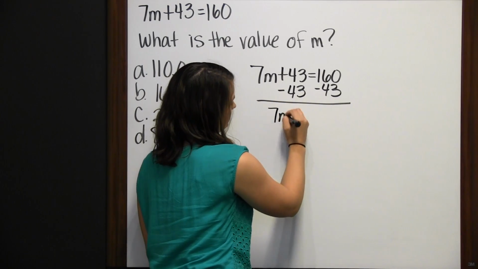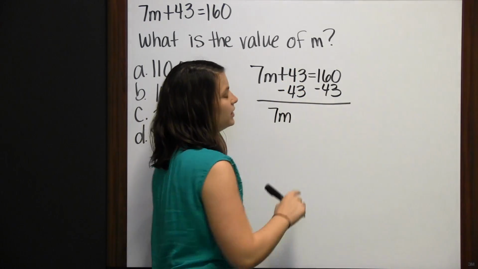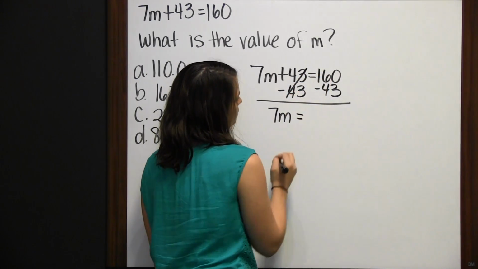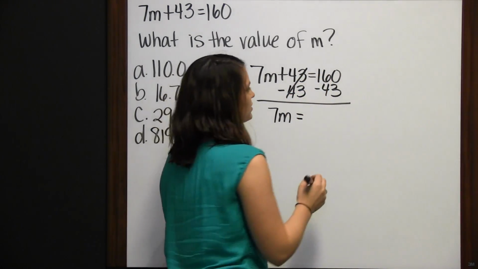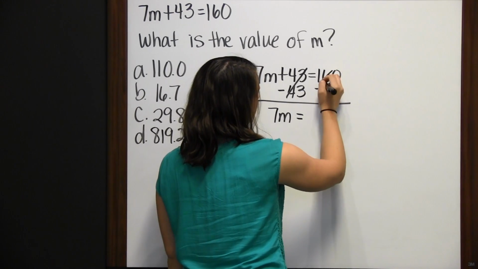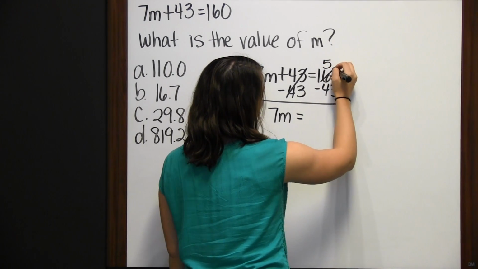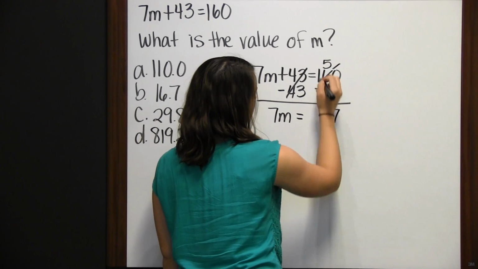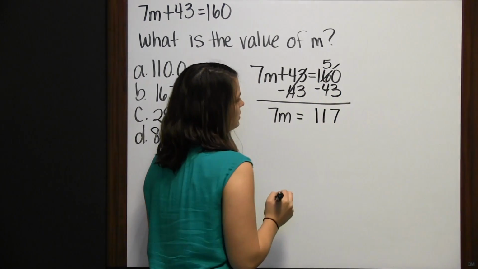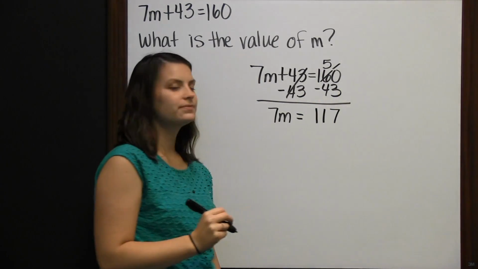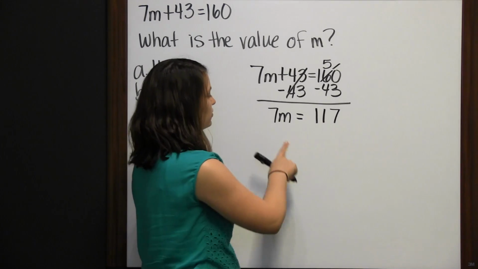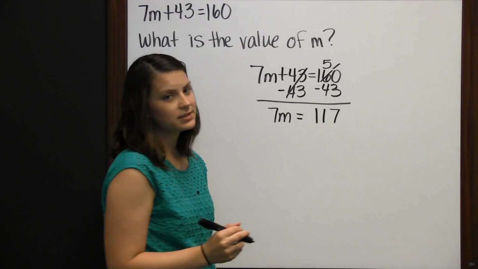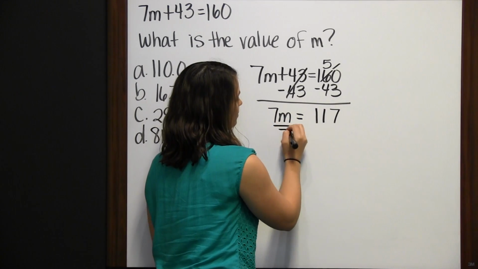So we bring down the 7m. Positive 43 minus 43 is 0, so those cancel. And we bring down the equals, and then we have to subtract. And I can't take 3 from 0, so I'll borrow from the 6, that's a 5. Then I have 10 minus 3 is 7, 5 minus 4 is 1, and I bring down my 1 because 1 minus 0 is 1. So 117. Now I have to undo this 7 times m, and the opposite of multiplying times 7 is dividing by 7.